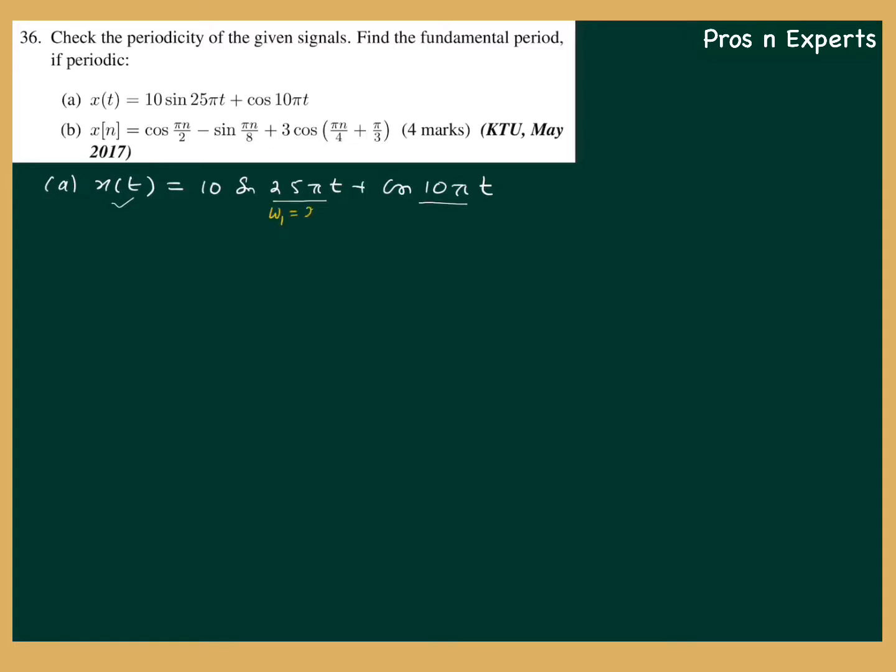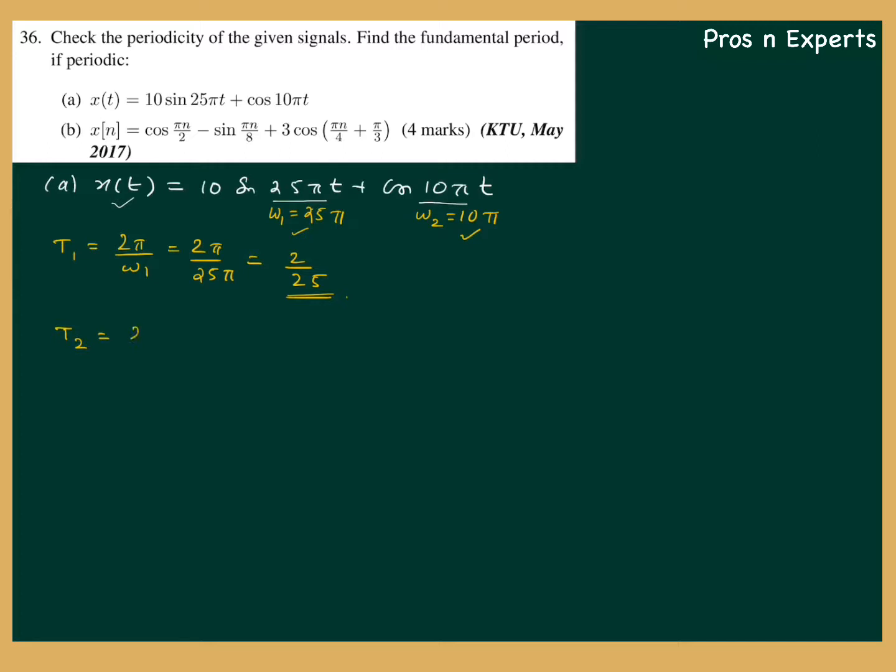Omega 1 is 25 pi, you know it, and omega 2 is 10 pi. We are going to prove mathematically whether the signal is periodic or not. Since omega 1 is 25 pi, what is T1? T1 equals 2 pi by omega 1, which is 2 pi by 25 pi, which is equal to 2 by 25.